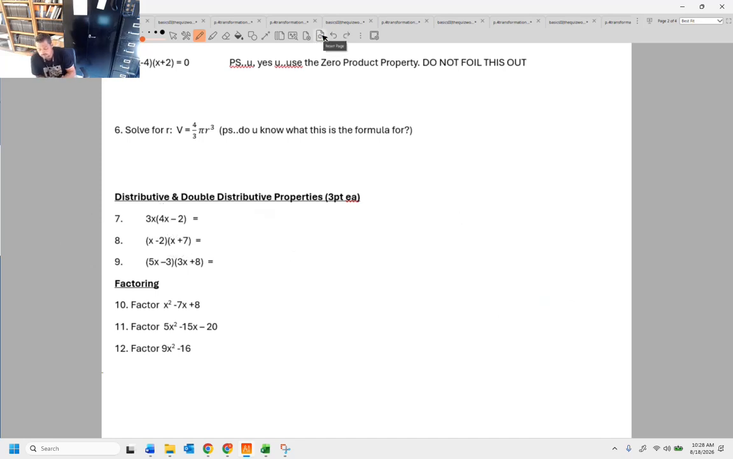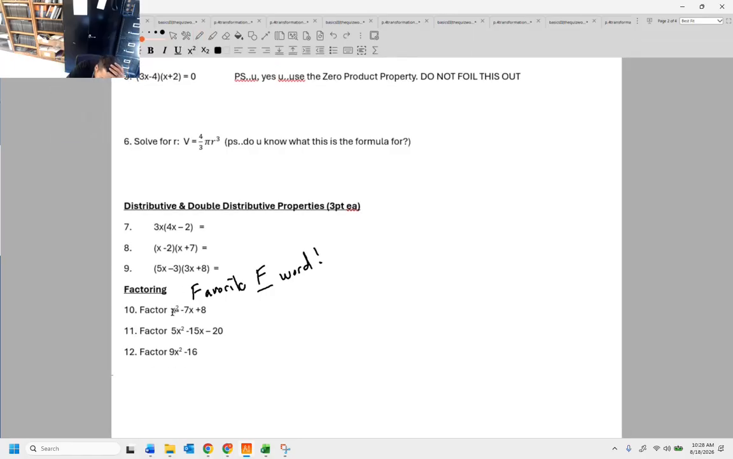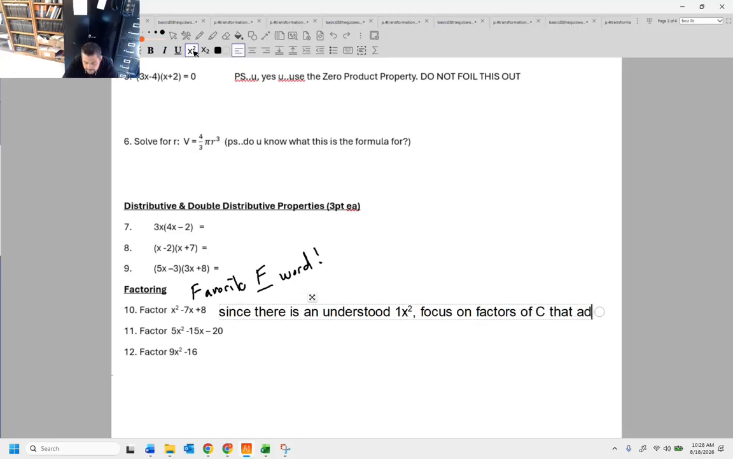Moving on down here below. Hey, it's our favorite F word, right? Factoring. Our favorite F word. So on number 10, it's simple. It's supposed to be simple. Hopefully you understand some of the understood now, but since there is an understood 1x squared, we focus on factors of C that add to B.